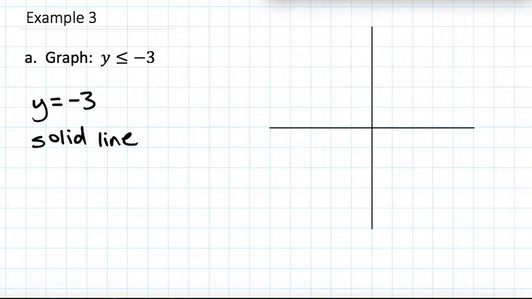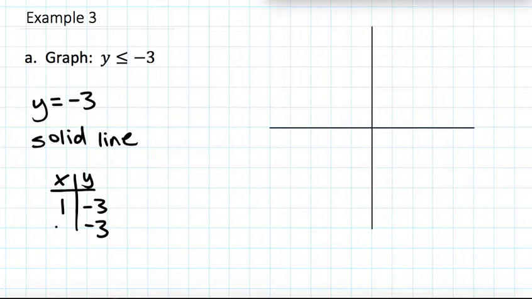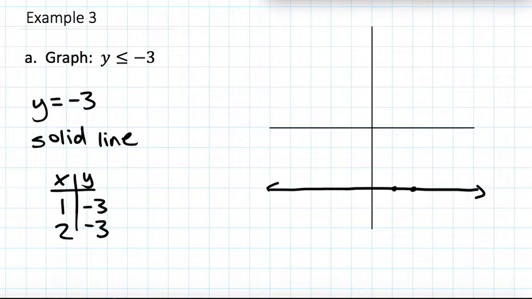And if you remember from section 2.4, the way that I graph horizontal and vertical lines is I think about, okay, I'm going to make a table, and I know that y is always -3 if y equals -3. So fill in -3 for y, pick any 2 numbers for x, and then plot the points. 1, -3 is over here, 2, -3 would be over here. I'm going to draw in a solid line. So it's going to look like that.